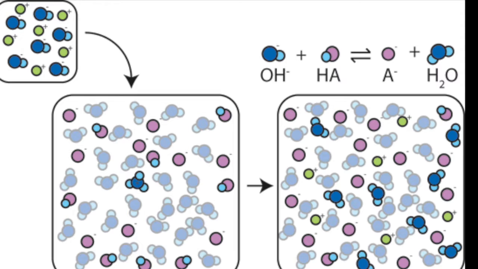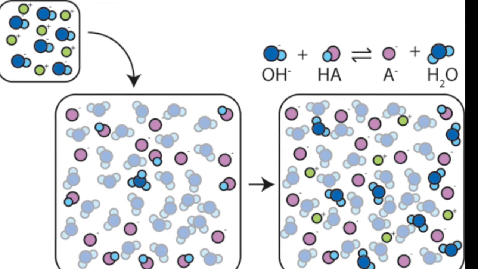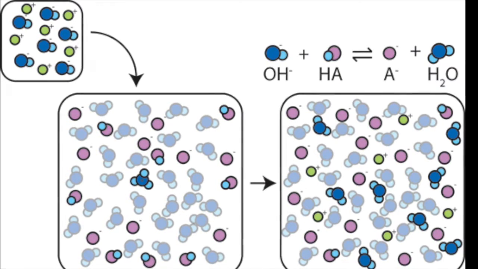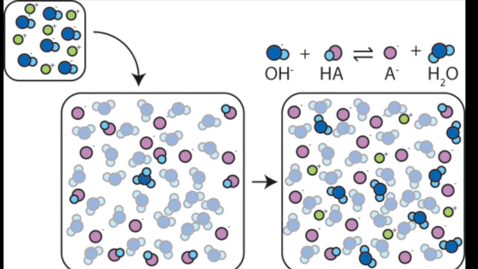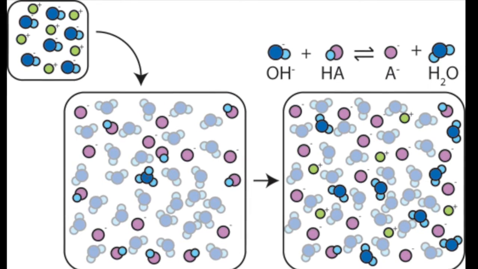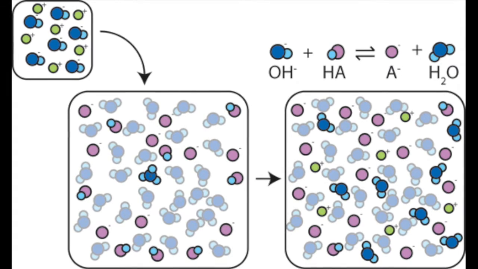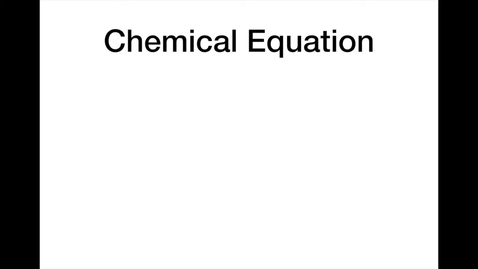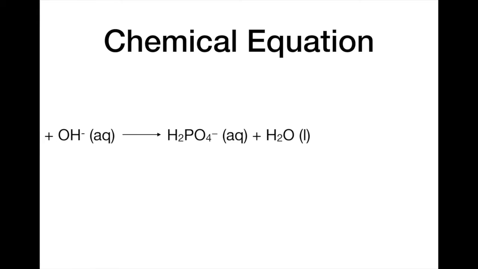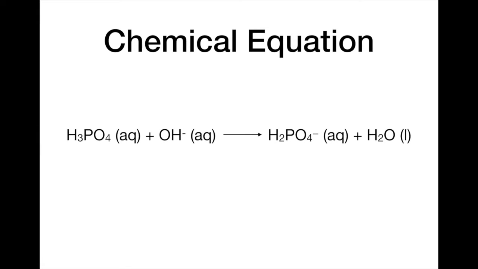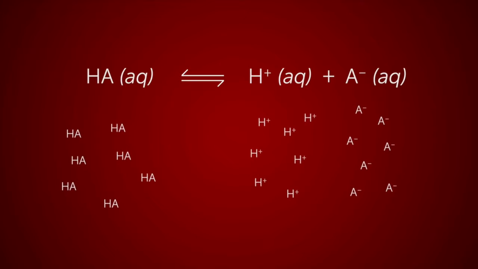The phosphoric acid in this reaction consumes the additional hydroxide ions, while the formation of the weak base ensures that the pH of the system does not fluctuate significantly. The amount of phosphoric acid lowers, while the amount of dihydrogen phosphate rises. Thus, the chemical equation of this reaction is as follows. Phosphoric acid and hydroxide ion react to form dihydrogen phosphate and water.